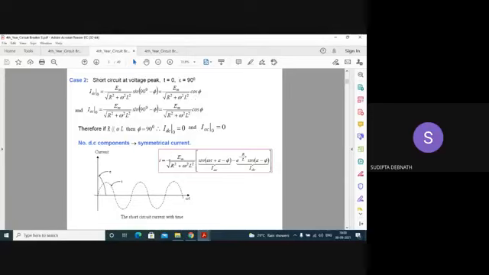What is the AC component? The AC component will be this one into sine of omega t plus 90 degree minus phi. Now, if we want to find out the AC component at t equal to 0, this omega t will become 0. Only this expression will be there.